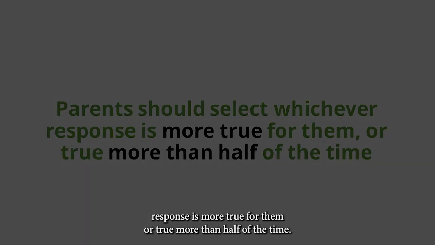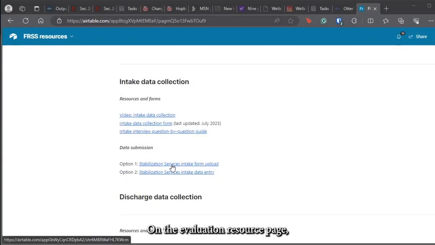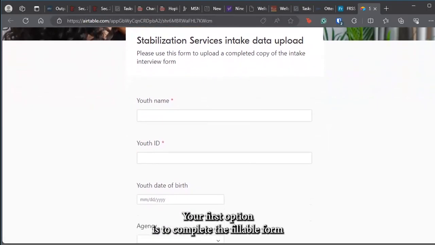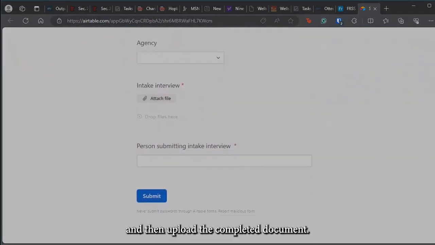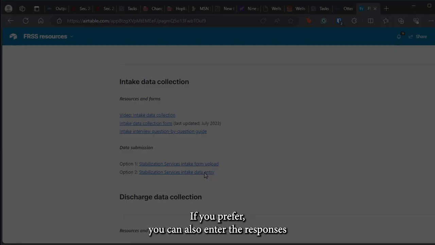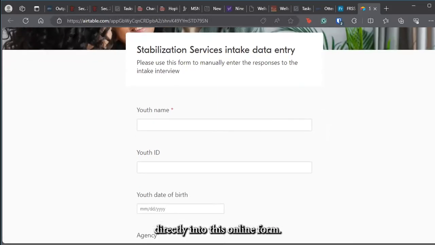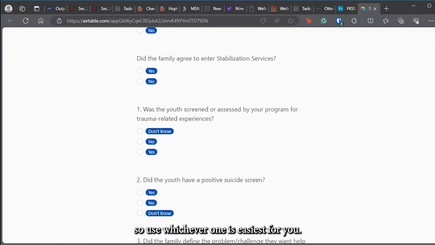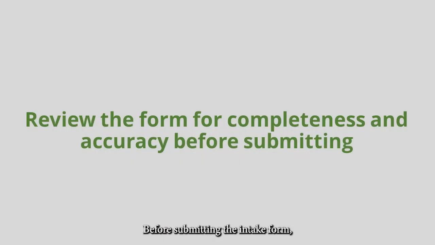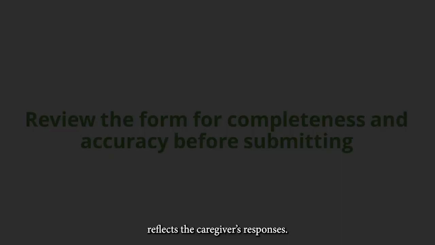On the evaluation resource page, you will see 2 options for submitting the intake information. Your first option is to complete the fillable form and then upload the completed document. If you prefer, you can also enter the responses directly into this online form. Either option is fine, so use whichever one is easiest for you. Before submitting the intake form, however, please look over it to ensure that you did not miss any relevant questions and that the selection for each question reflects the caregiver's responses.